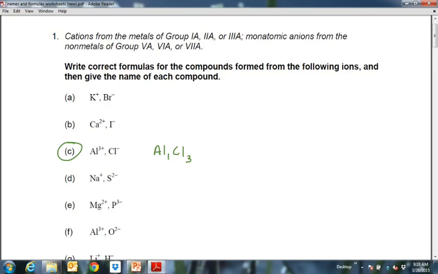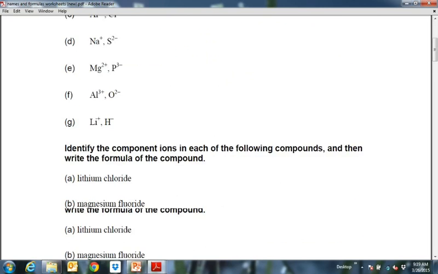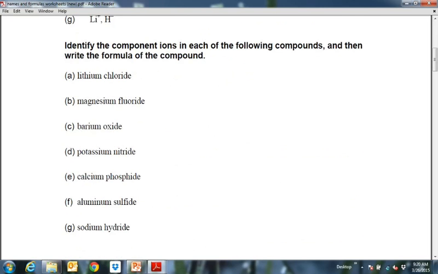Then the other thing I need you to do next to that is get, what's its first name? Aluminum. Aluminum chloride. Yes. So that's what you'll do on the first part. Let's take a look at the bottom part. Now all of these are very similar in format. Down here at the bottom, let's pick on E.